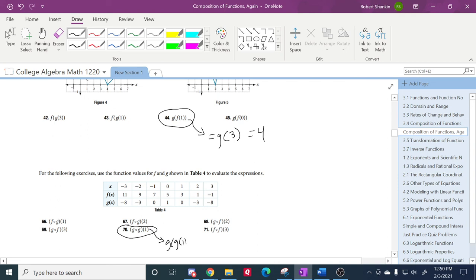Okay, the notation, you just replace it with nested parentheses, keeping them in the same order. Do the internal one. G of 1 is 0. Now do G of 0, and you get back to 1, like this. Okay, a little quick feedback on number 70.